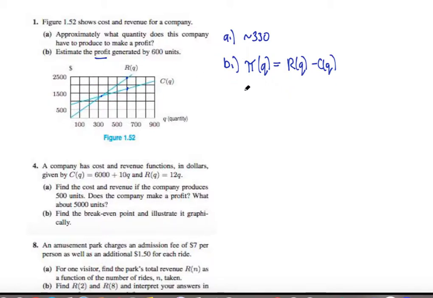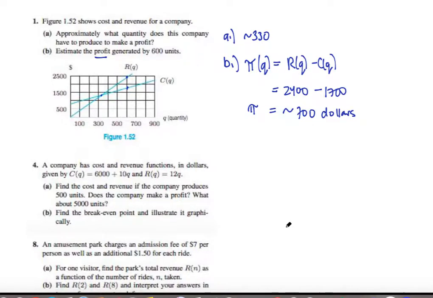So let's say it's about 2,400. And the cost function, we'll have another conservative estimate of maybe 1,700 or 1,750. So I would say that as an estimate, the profit produced when you generate 600 units and sell them is about 700, and this is in dollars. So that's all there is to number 1.